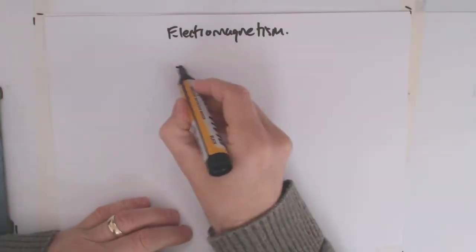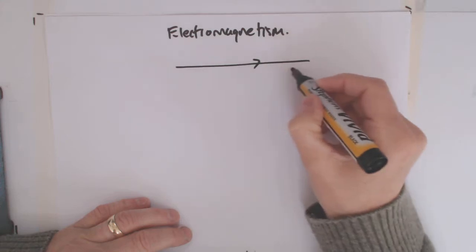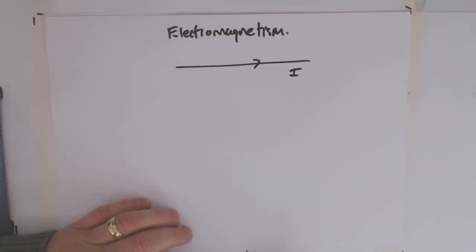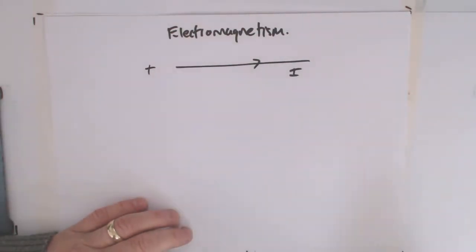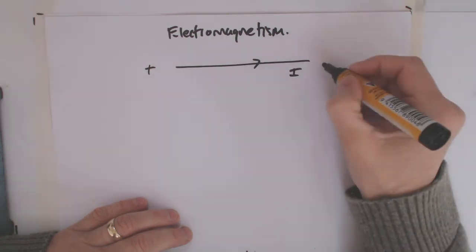Alright, now we've started onto electromagnetism. I wanted to start just by giving you a little bit of a reminder of where we were at in level 1. If you had a wire with current, the arrow, as you should be aware, always indicates that current is going from positive to negative.